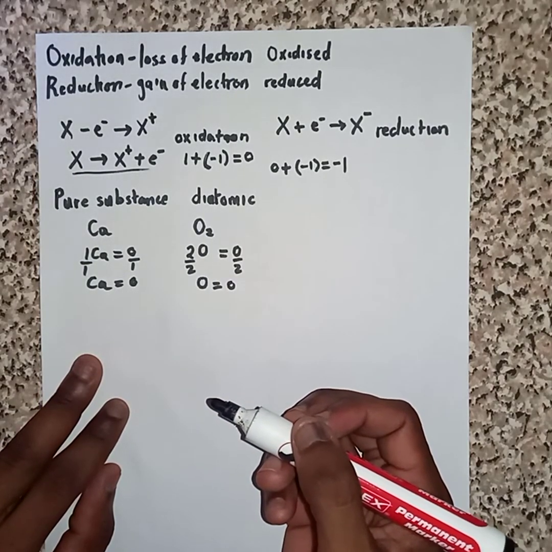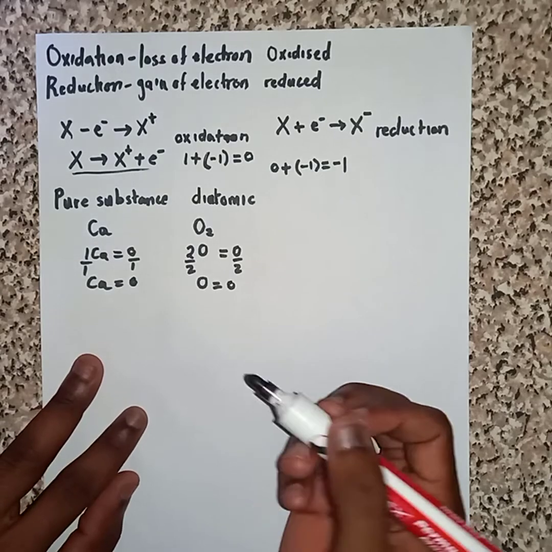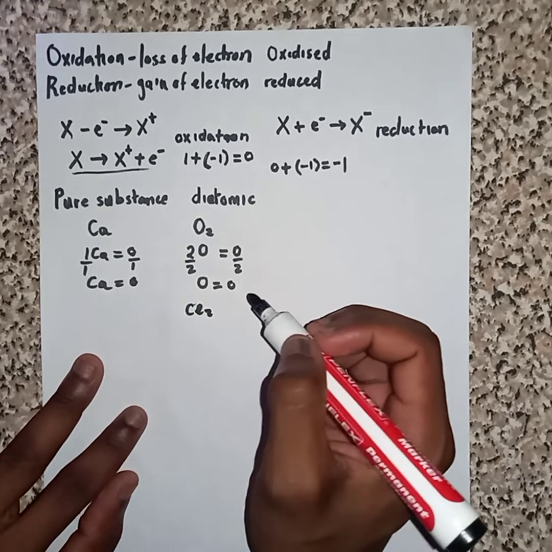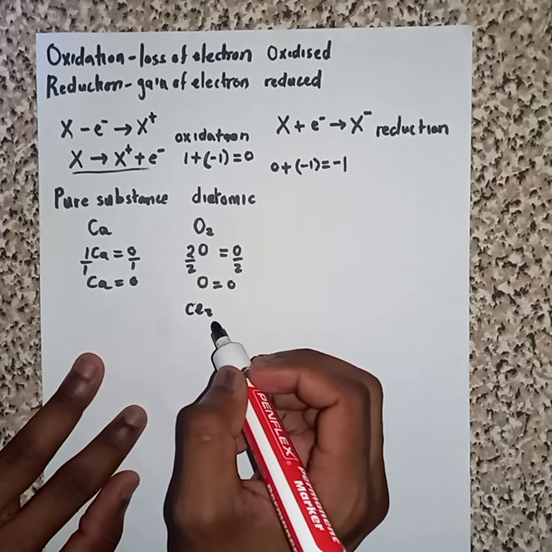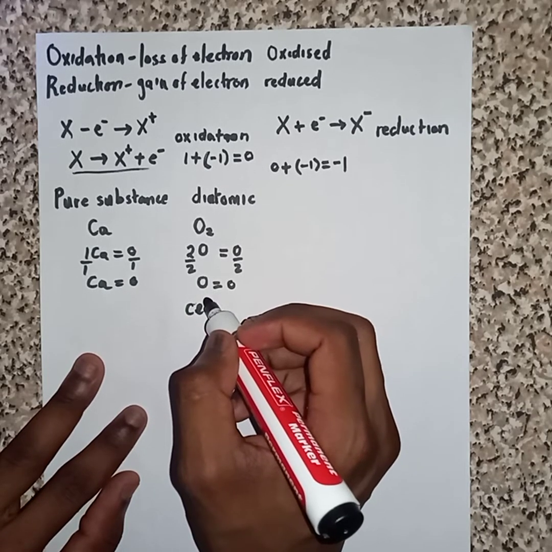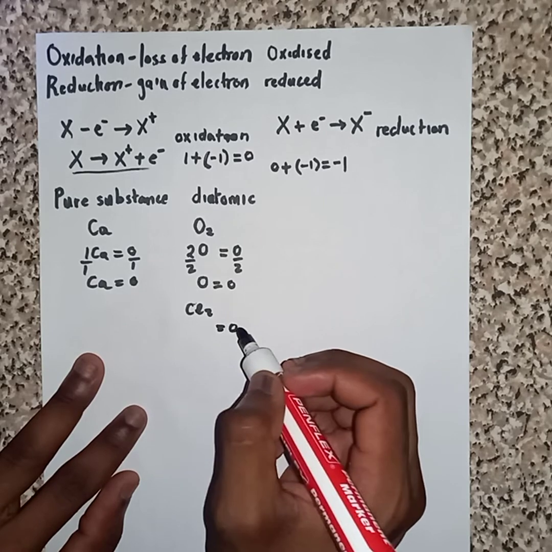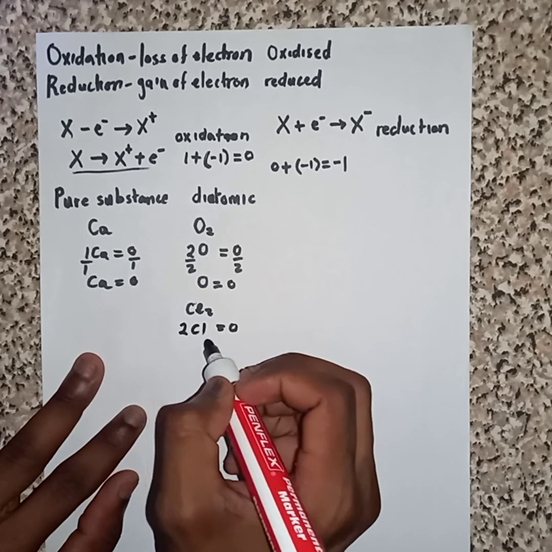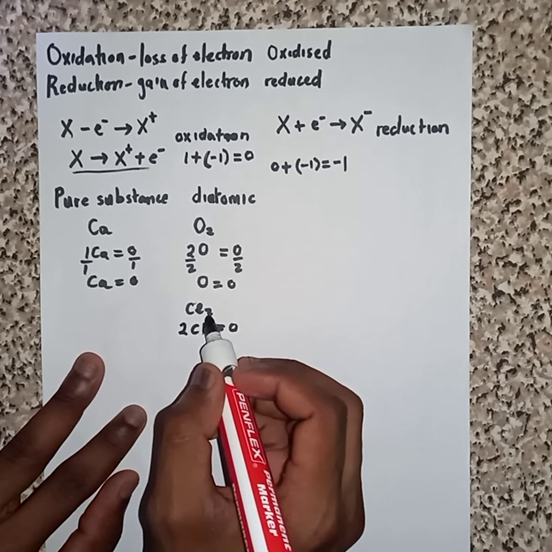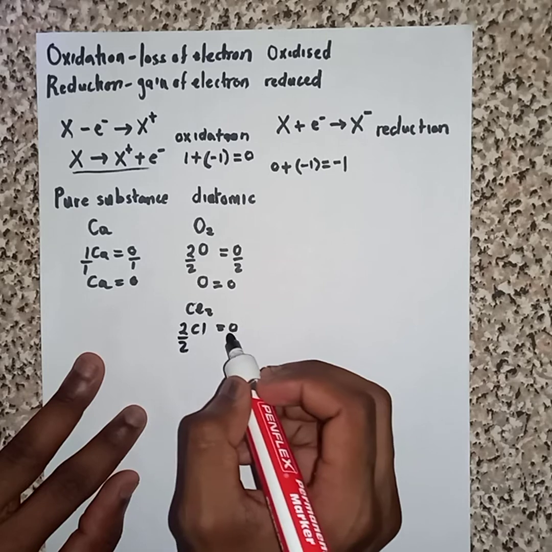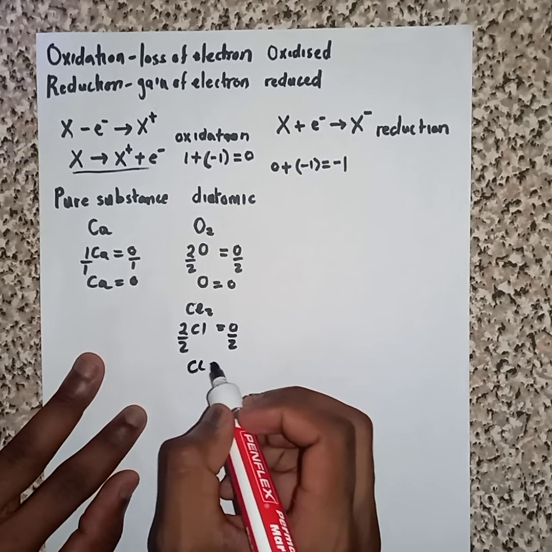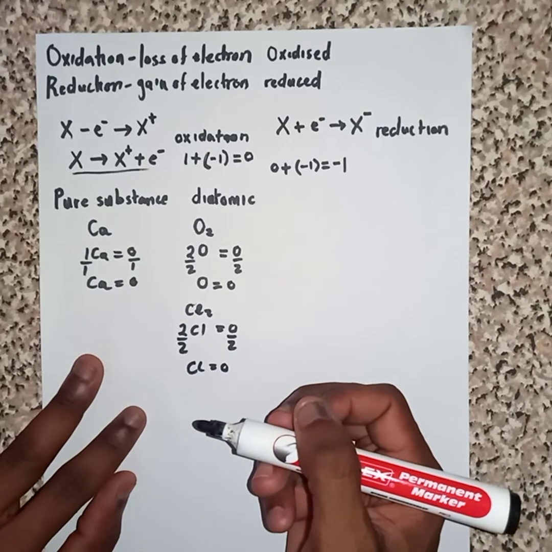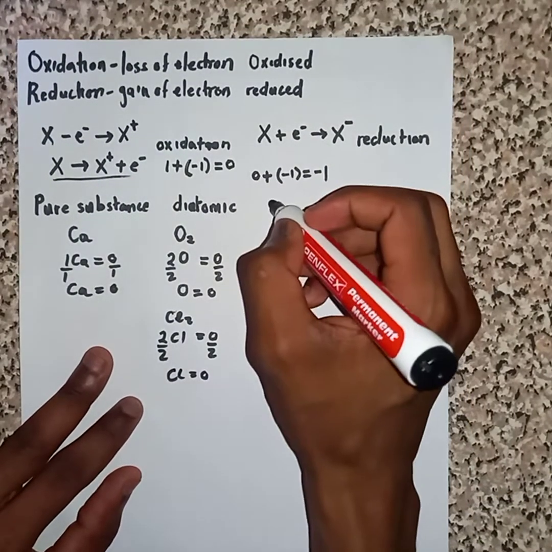Then let me take another situation, Cl2, for example. You consider the whole. There is nothing there on top. Then you equate to 0. I only have 2 Cl. You see this small number 2. Then you divide by 2 both sides. You get your Cl as 0. So simple.